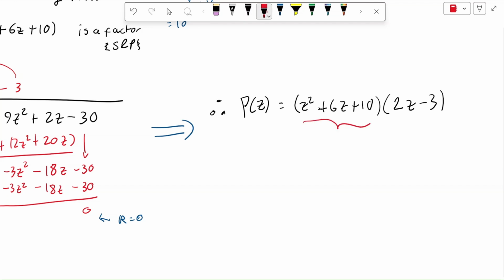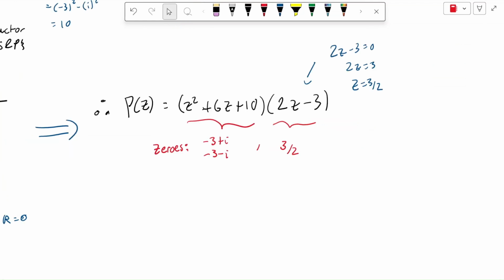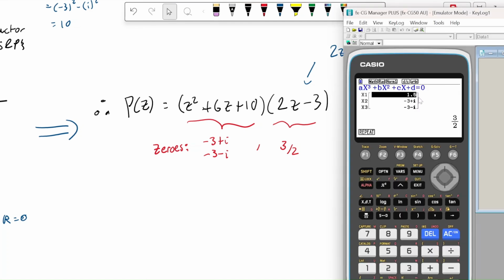This one we already saw had our zeros of -3 plus i and -3 take i. And if we try and solve this one to get our zeros, we get 3 halves. The reason you do is because you're trying to solve 2z take 3 equals 0. You rearrange that equation, you're going to get z is 3 halves. And we're done. Now, I will just quickly point out that that is what we got on the calculator as well. So that is good news and good to check that.